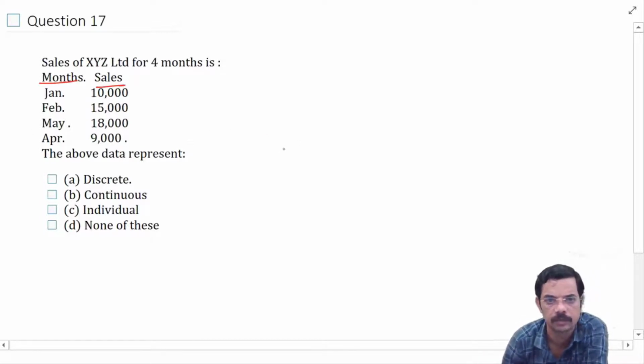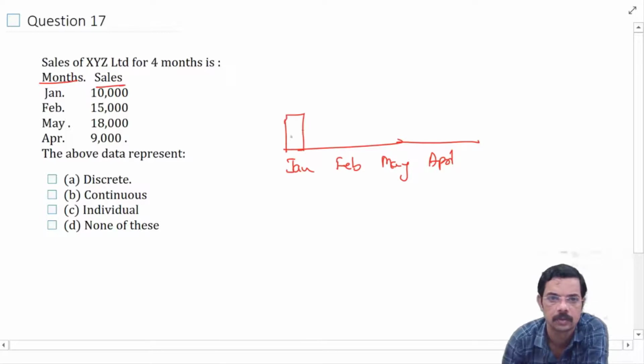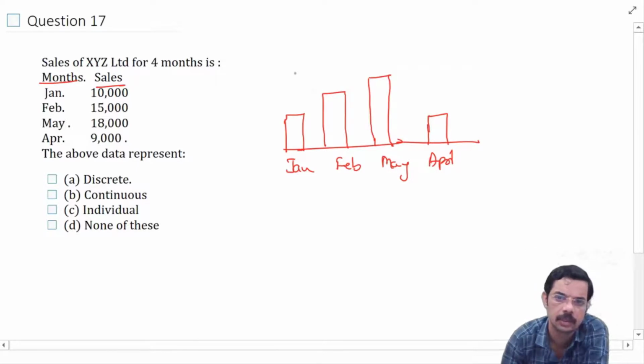We can use a bar diagram to represent, like say January, February, May and April, and draw bars as per required. So if this is 10,000, then we have 15,000, then we have 18,000 for May, and then we can have 9,000 for April, something like this. So this represents a discrete distribution.